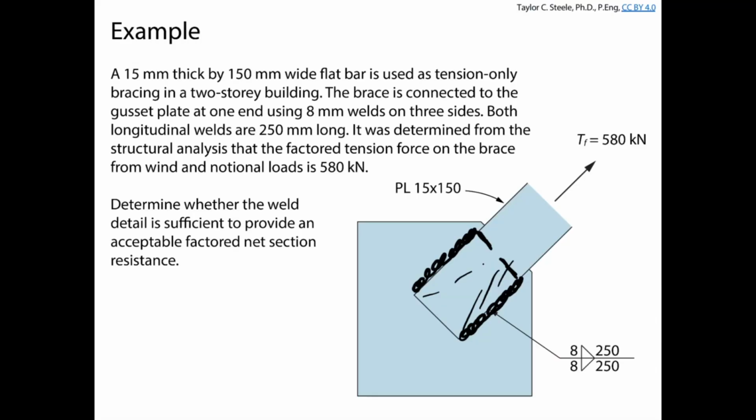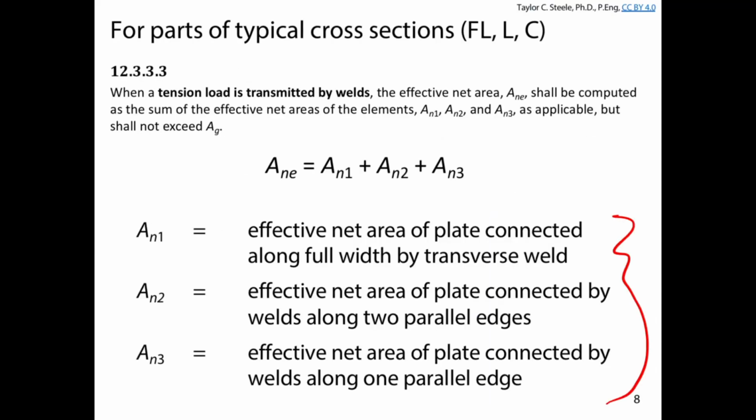Does anyone have any questions about what it is we're trying to do in this example before we get into some of the calculations? Okay. So the first part is, how do we start this? Basically what we need to do is identify which of these net areas we are going to include in the net effective area. So I'll ask you, are we going to be calculating an AN1, an AN2, or an AN3 for this flat bar brace?